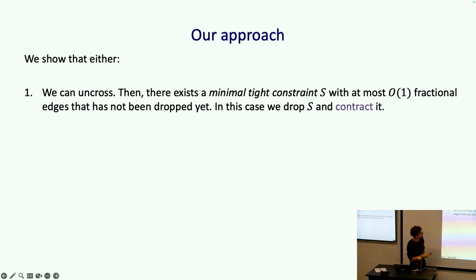In this case, we're going to take a minimal tight constraint that has this property. We're going to drop the constraint, and then we're actually going to contract the set to a single vertex. It's not totally clear why I'm doing this yet, but that's the procedure.